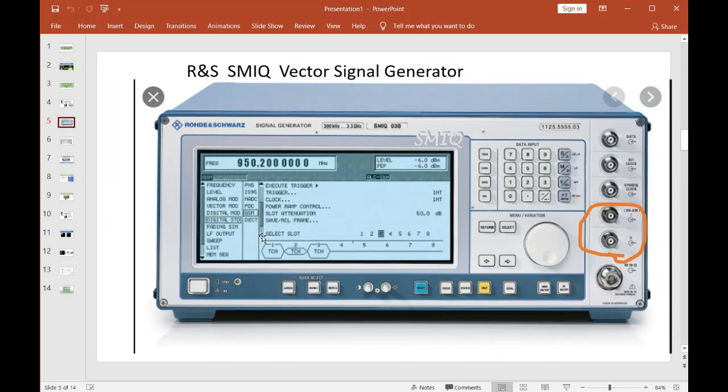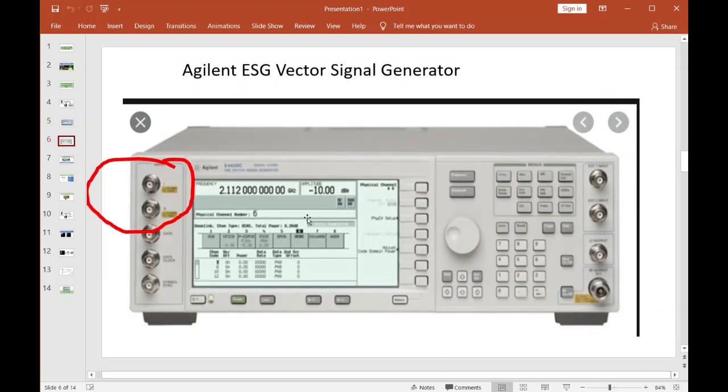Now, some good old vector Siggens you can buy on eBay is the SMIQ. I mean, this is kind of an old beast, but it's relatively cheap these days. It's an old clunker, so you can pick them up pretty cheap. Another one you can get at a pretty decent price, again an oldie, is the Agilent ESG vector Siggen, and these are also on eBay, people selling them.